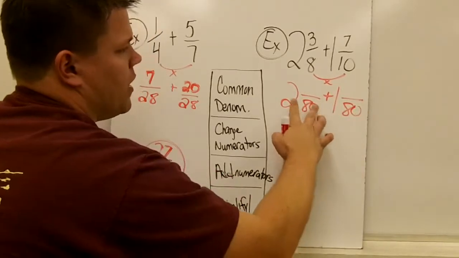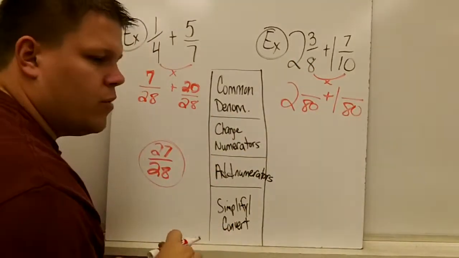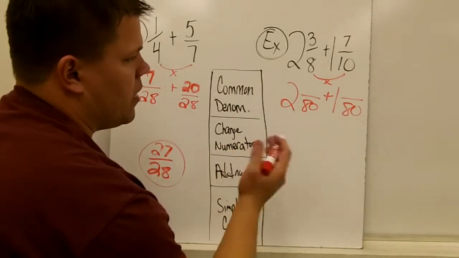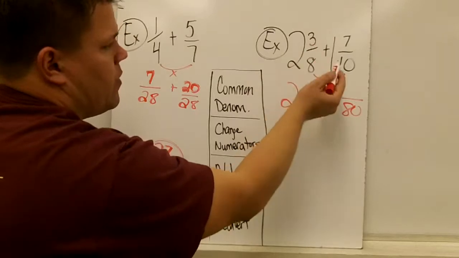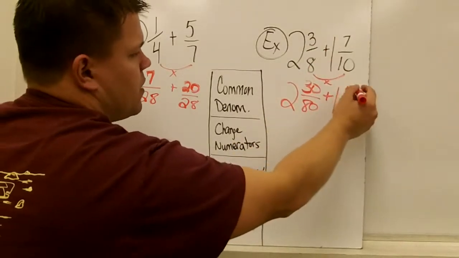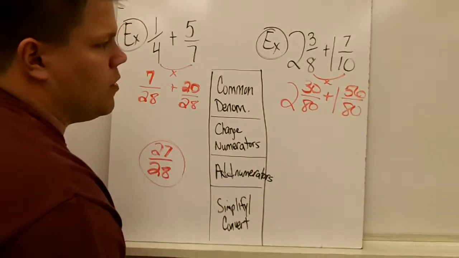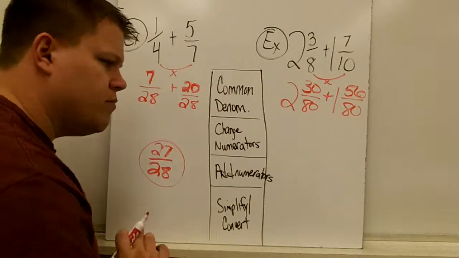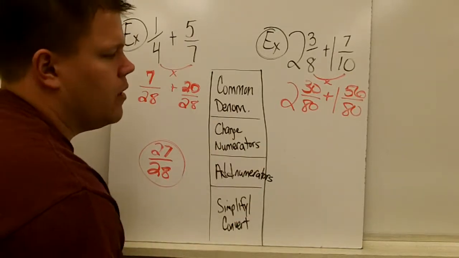So I'm going to write this just like that. I have my whole numbers that I carried down. We have nothing to do with those but add them later on. And I have 80 denominators. Now again, I can cross multiply, and I can say 3 times 10 is 30. 8 times 7 is 56. And I have this really big looking question now. But don't be afraid of the numbers. The numbers are there just because we put them there.